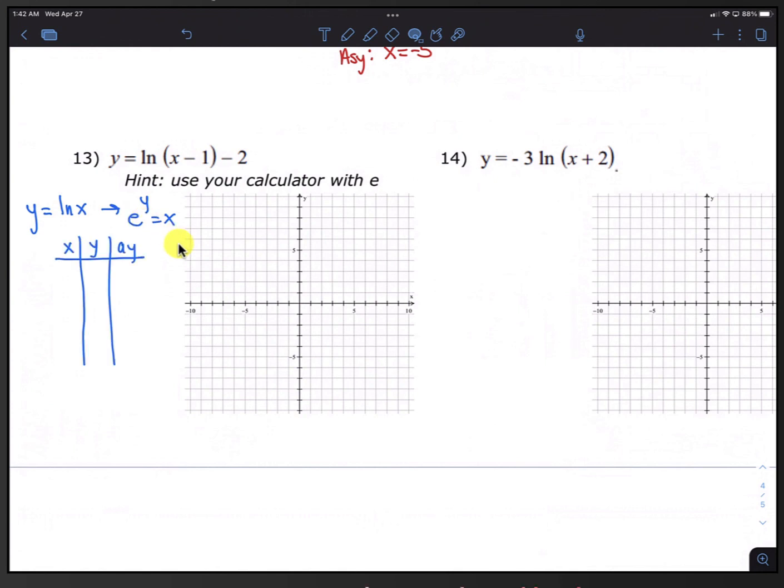All right, let's generate our table. And of course, we're going to choose the y values first. And the y values are negative 3 to 3. And then now, how do we get the x coordinates? So again, we chose the y values first, and then we've got to get these x coordinates. Well, we have to use our calculator. So let's show you how to do that.